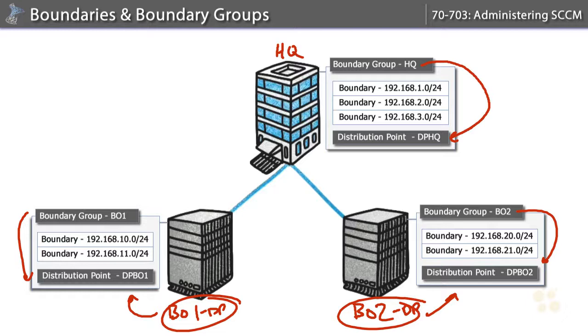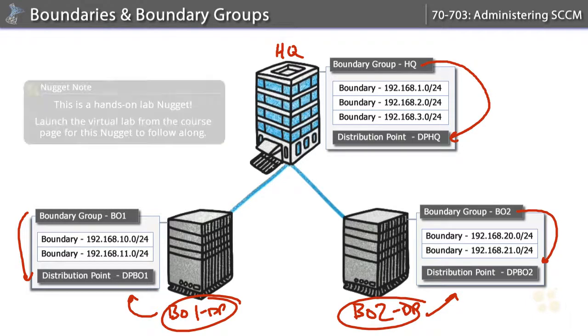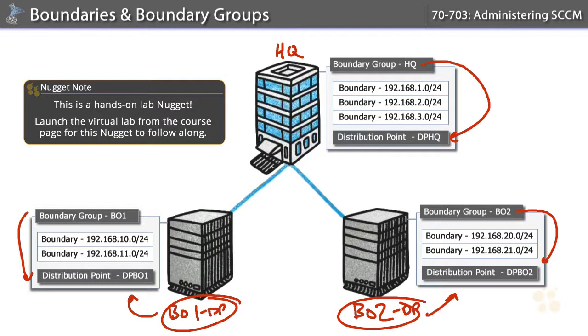Another nice feature of boundary groups is known as automatic site assignment. This is something that we enable on the boundary group and then associate a primary site with that boundary group, and any new devices that come up within those associated boundaries will get automatically assigned to the primary site that we configured for that boundary group. And by the way, we will look at manual site assignment a little further down the road when we get to the client side of SCCM. Now let's head into the virtual lab and look at how to create and configure both boundaries and boundary groups.